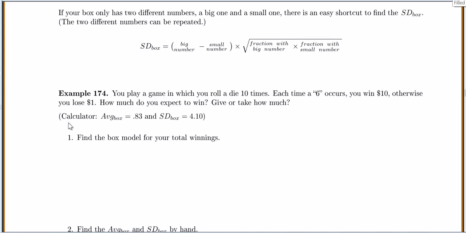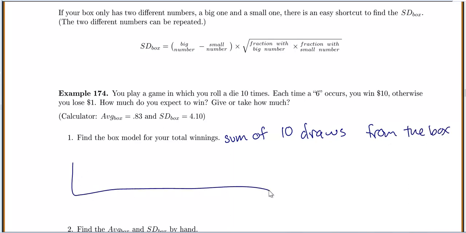So first, I have told you what the calculator, average, and standard deviation are, but we're going to do it by hand. So first, before you can do that, you need to know what actually goes in your box. So let's find our box model for our total winnings. So we're rolling a die 10 times, so it's going to be the sum of 10 draws from the box. Let's see what goes in our box.